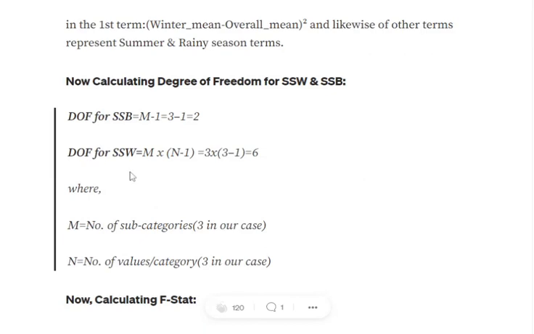And the degree of freedom for SSW would be m into n minus 1, that is 3 into 3 minus 1, which equals 6. This is because in each subcategory we have got three values. So using two values you can get to the third one. So 3 minus 1 equals 2. And as we got three categories, this will be equal to 6. So the degree of freedom for SSW is 6.